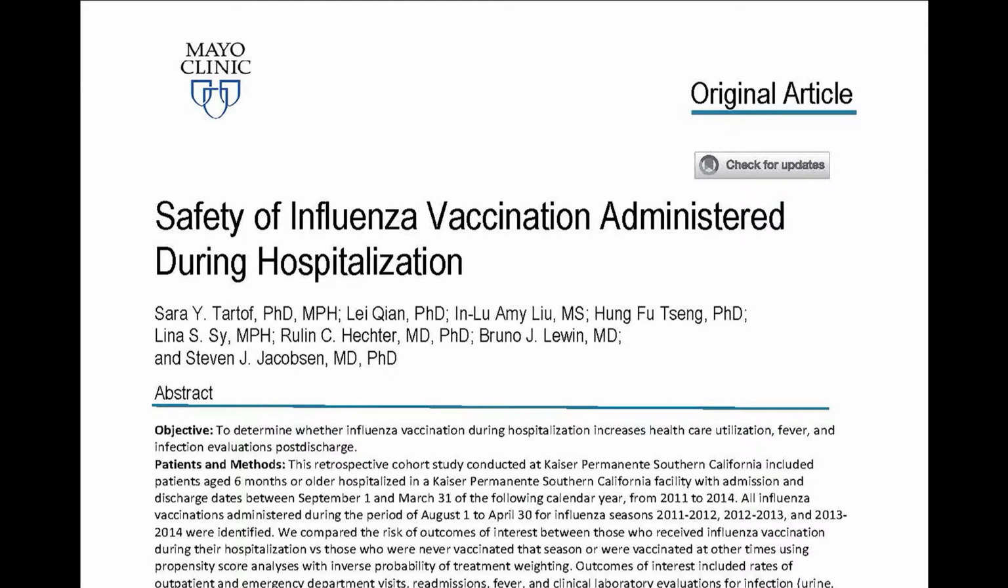The third highlight is an original article entitled Safety of Influenza Vaccination Administered During Hospitalization. It is authored by Dr. Sarah Tartof and colleagues from the Department of Research and Evaluation at Kaiser Permanente Southern California, and Southern California Permanente Medical Group in Pasadena, California.